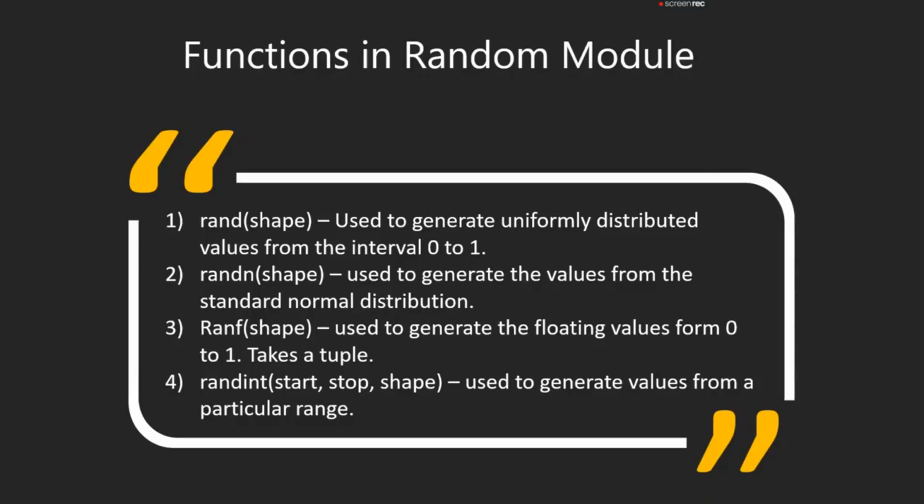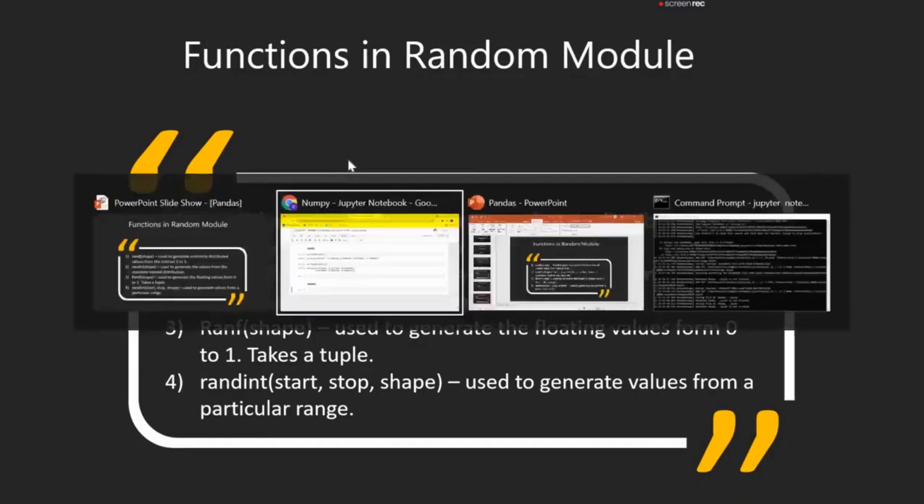The second function we are going to look at is randn. With the help of the randn function we can generate values from the standard normal distribution, where the standard normal distribution is a normal distribution whose mean is 0 and whose standard deviation equals 1. This function also takes a single parameter, that is the shape of the array we want. So let's try it out.